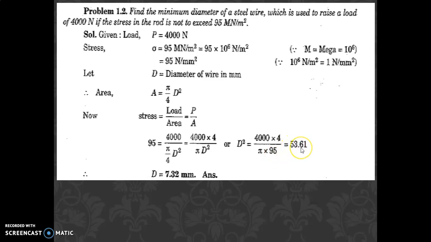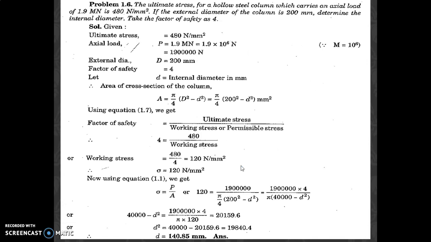By simplifying this, we are getting d square is equal to 53.61 mm square, or if we take the square root of that, we will get d is equal to 7.32 millimeter. Is it okay? By that way, we will be able to calculate the diameter of the rod.